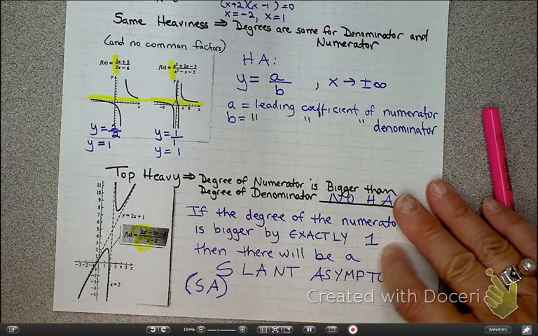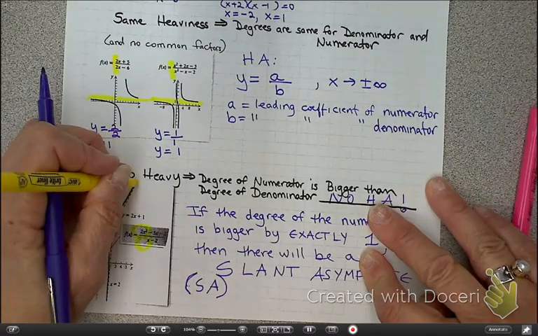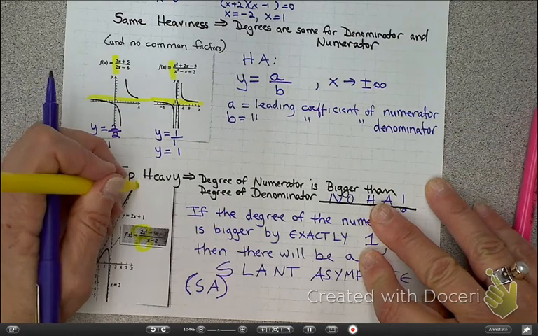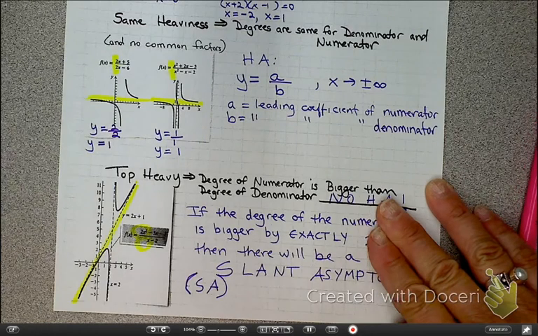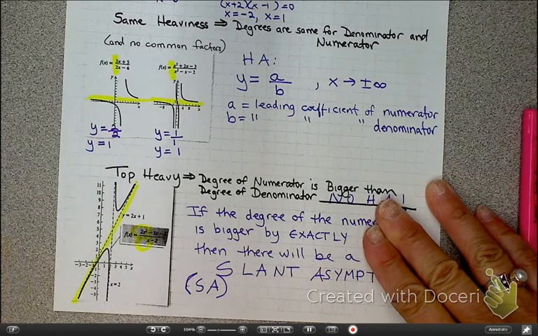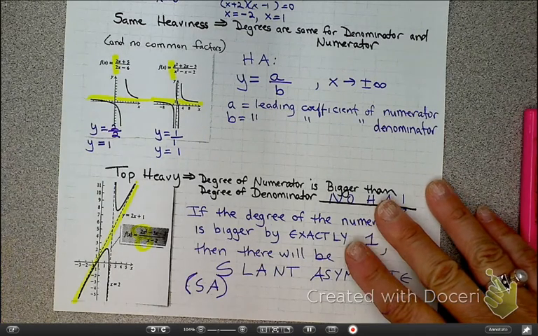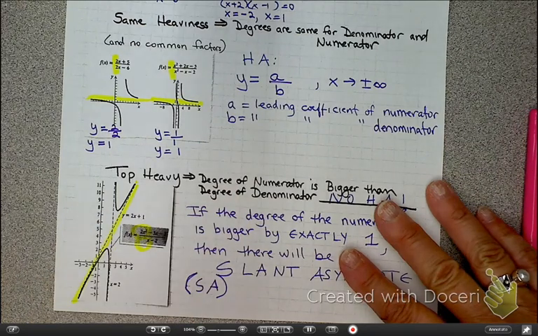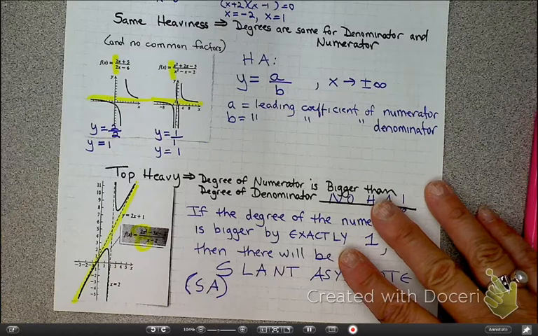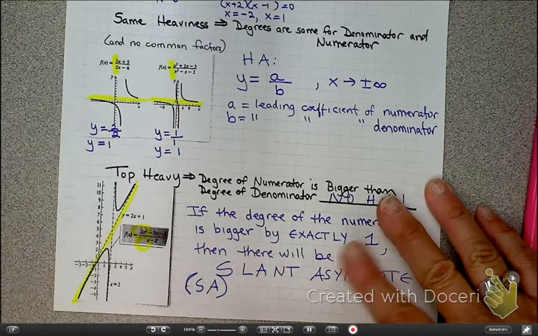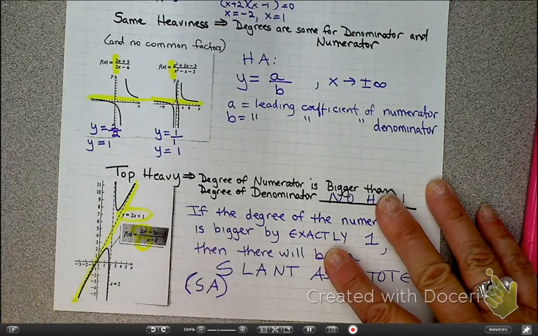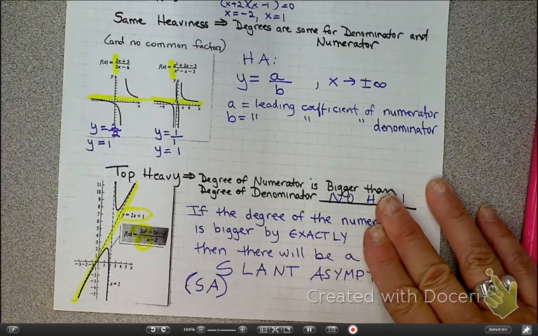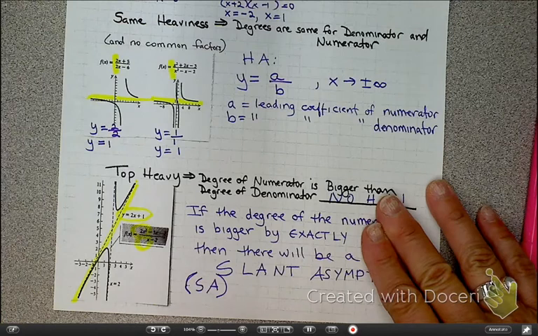So here's where we're going to get what's called a slant asymptote, and here it is. Okay? So slant asymptote really just means it's not horizontal, it's not vertical, it's slanted. In other words, it's the line y equals mx plus b, and I'll show you where this comes from, but that's the equation for that. Okay? All right.